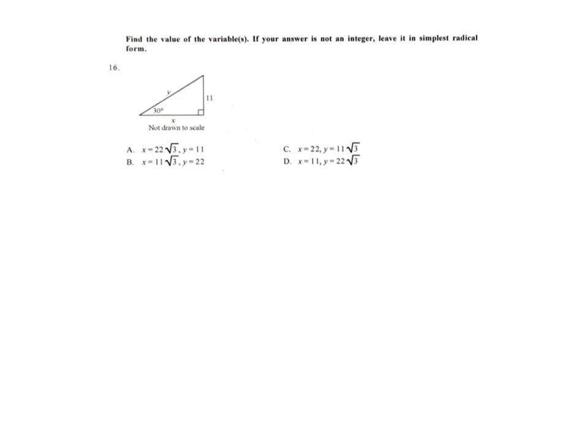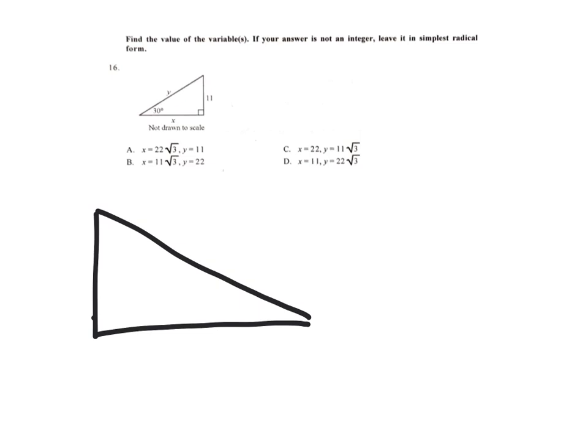The last one says find the values of the variables. If your answer is not an integer, leave it in simplest radical form. So again, just leave your square root in your answer. This time we're talking 30, 60, 90s. For 30, 60, 90s, we have a short side, a long side, and your hypotenuse. Let's draw a better picture. Short, long, hypotenuse. Your smaller angles down here, your bigger angles up here.